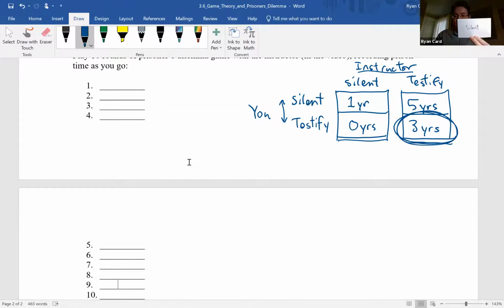Okay, so I chose the silent card, which means if you also chose the silent card, write down 1 year for your score here, or if you chose to testify, you can write down 0 years. Okay, round number 2. You made your decision, so this is my choice. Okay, so again, write down 1 or 0, depending on if you also chose silent, or if you testified, you can write down 0.